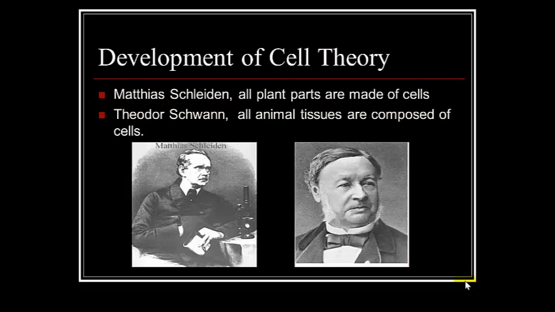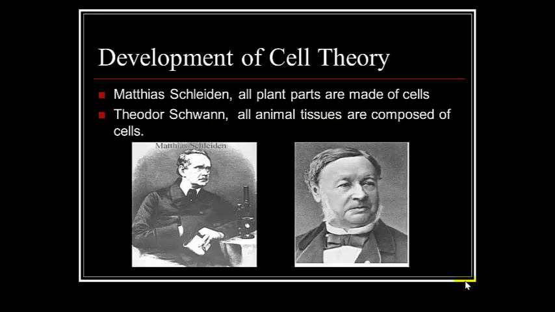All right, we have this thing called the cell theory. You may have heard of it before. The development of the cell theory was more like a compilation of work that pretty much three scientists did. The first scientist we're going to talk about is Matthias Schleiden. He added to the cell theory. Throughout his research, he found out that all plant parts are made of cells. So basically, all plants are made of cells.